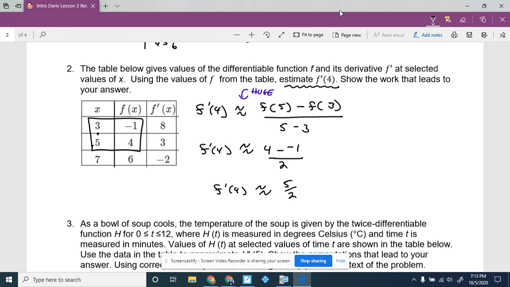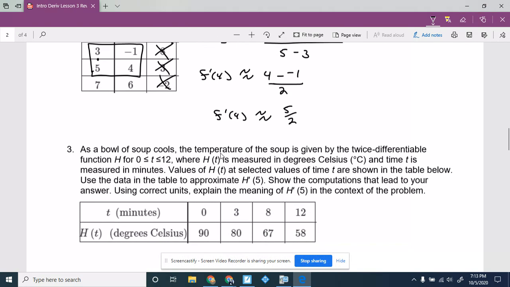So the slope of the tangent line on the graph of f at x equals 4 is going to be about 5 over 2. And again, I'm using the slope of the secant line to approximate the slope of the tangent line. Again, this column, not needed at all. All right, let's go now to the next question.